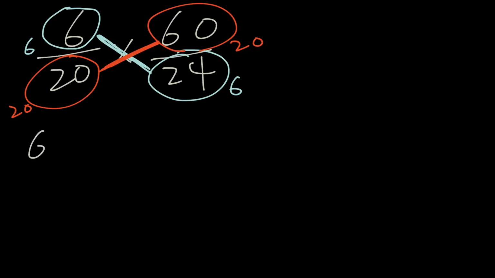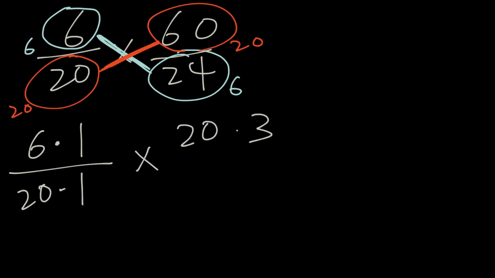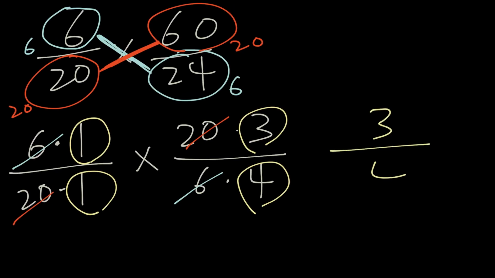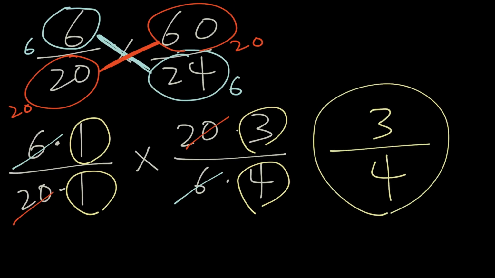So the numerator here will be 6 times 1. And the denominator will be 20 times 1. The 60 will be 20 times 3. Denominator here will be 6 times 4. Then all we have to do is cross them out and cross the 20 out. And then what we have left, we would times them together. 1 times 3 is 3. 1 times 4 is 4. And that's our final answer.